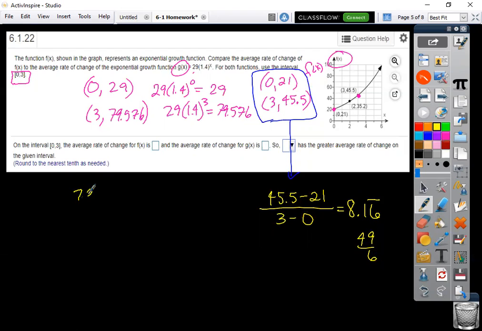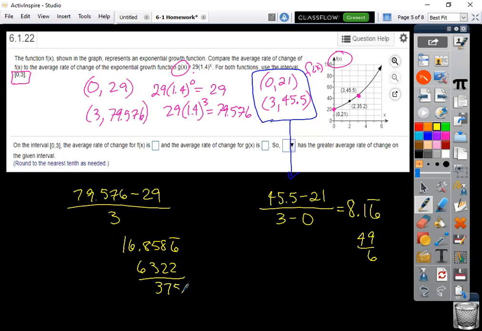Okay, then over here, I'm going to take my 79.576, my y, and take off the other y. That'll tell me how much I went up, and then a 3 minus 0 again. Calculating that out, 79.576 take away the 29 leaves me with 50.576 divided by the 3. And this one is 16.858. It looks like a 6 repeating probably. Again, I'll change it to a fraction and see what that is. That's pretty gross. 6322 over 375.